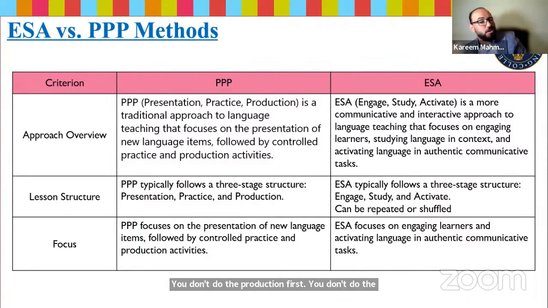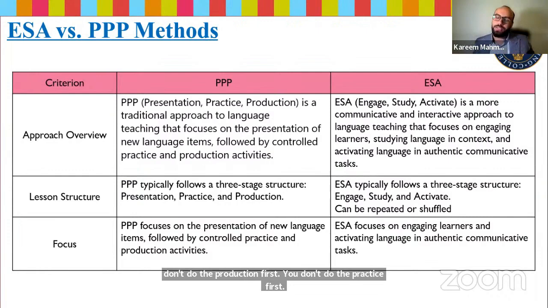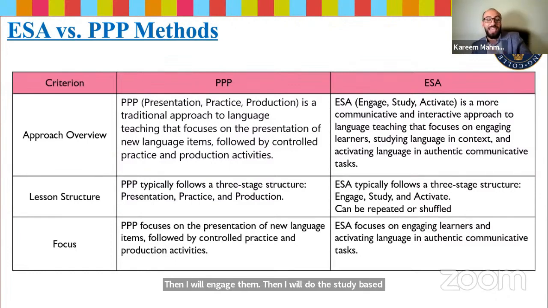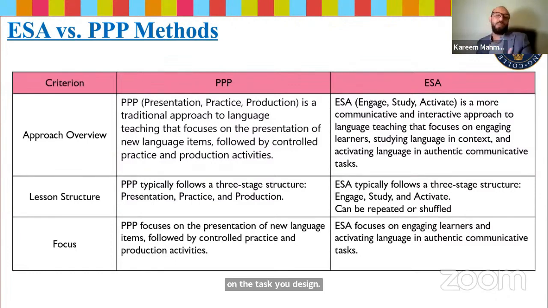But the lesson structure with the ESA is totally different. It can be repeated. It can be shuffled. I can start with the activate, then I will engage them, then I will do the study based on the task you design. So the ESA is a little bit of a flexible way. That's why I told you planning a lesson with ESA is much easier than the PPP.